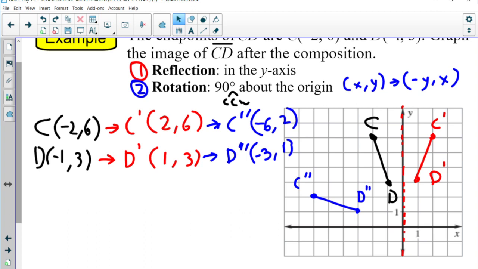So we're just doing a transformation and then doing another transformation on top of it. We reflected, and then we took that reflection, turned it, and that gave us our final answer.